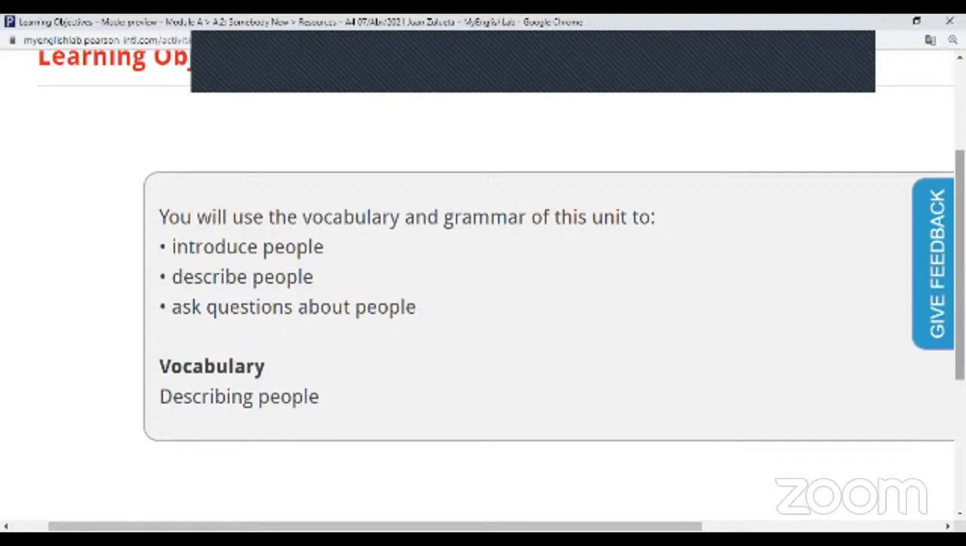So as you can see, we have the learning objectives. So my dear Gabriela, can you go ahead and read it? Yes, Mr. You will use the vocabulary and grammar of this unit to introduce people, describe people, ask questions about people. Vocabulary, describing people. All right, thank you very much. So you will introduce your family members or a friend, okay? Hello, this is Juan Zulueta. He is a teacher and he lives in Veracruz. Describe people. We are going to describe people by using no more than 10 adjectives, very easy, and then ask questions about people.